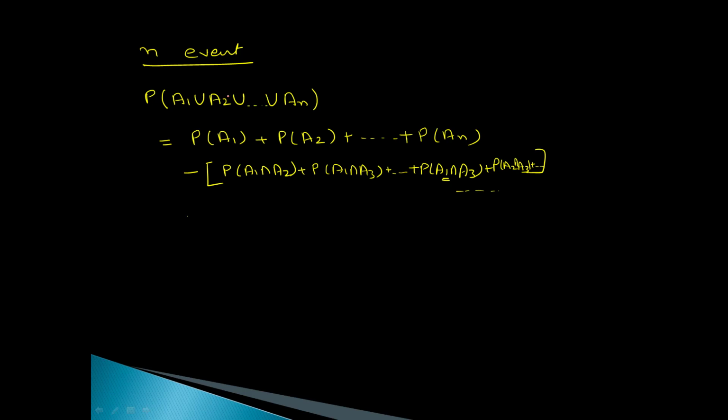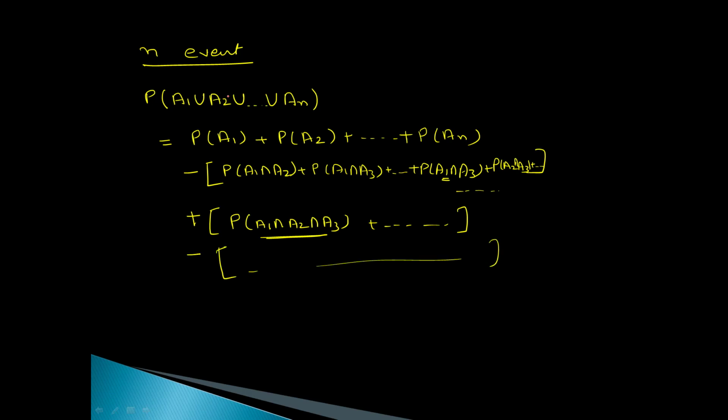Now when we do that, we need to add up the probabilities of events taken 3 at a time. So A1 intersection A2 intersection A3 and so on, all possible combinations of 3 events. And similarly we keep on subtracting the combinations of 4 events and so on. So it goes on. We can write the formula.